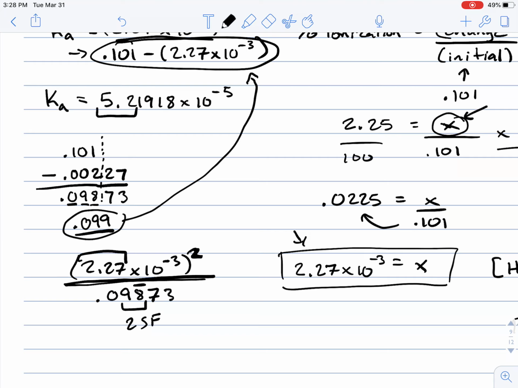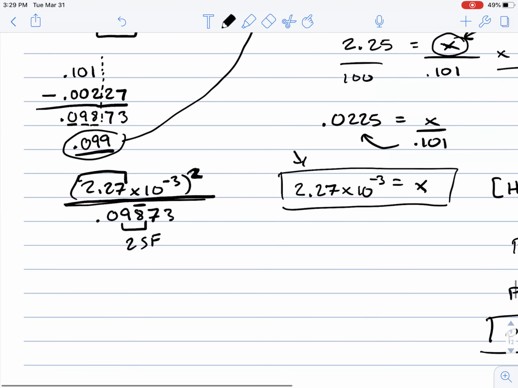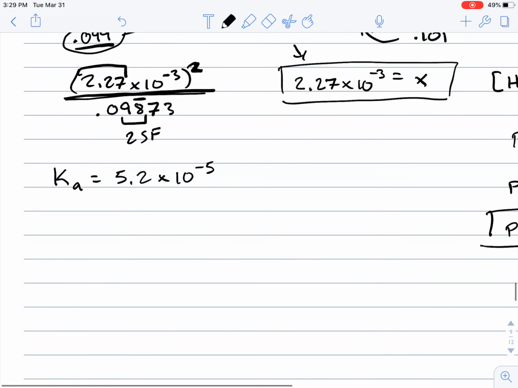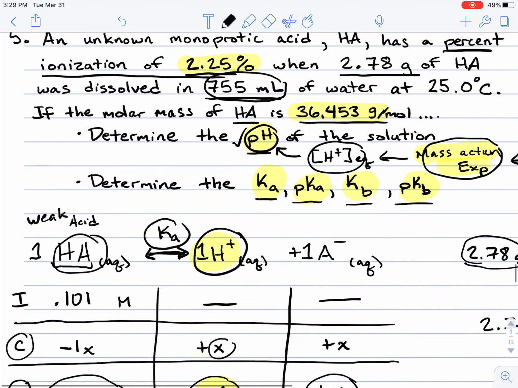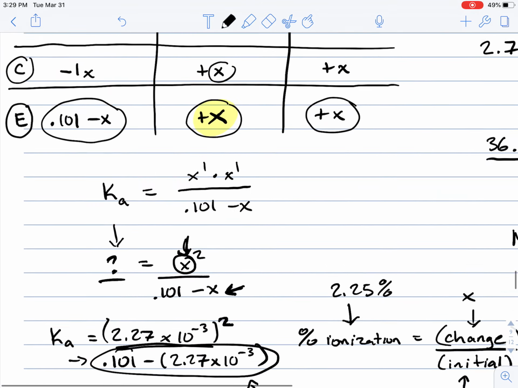So it turns out that the value for Ka is going to be 5.2 times 10 to the negative 5. I'm just going to write that down here. So Ka is equal to 5.2 times 10 to the negative 5. Great. Once again, looking at the magnitude of Ka, it's times 10 to the negative 5, which is far, far less than 1. So this is telling us that this compound, HA, is going to be a very weak acid, which once again is highlighted by the percent ionization, which is 2.25%.